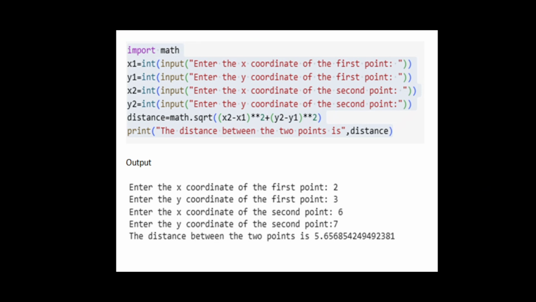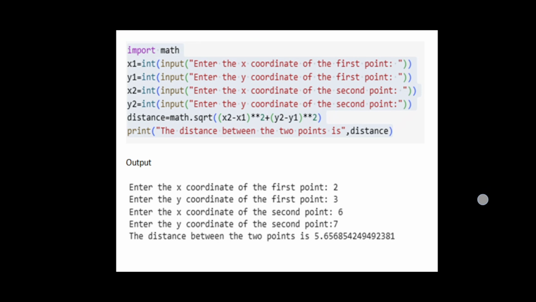Now if we solve the same problem in a different way, that is, we import math, then we put the x coordinate of the first point in the variable x1 and that should be integer type. The y coordinate of the first point we put in the variable y1, integer type. The x coordinate of the second point in the variable x2, integer type. The y coordinate of the second point in the variable y2, integer type.